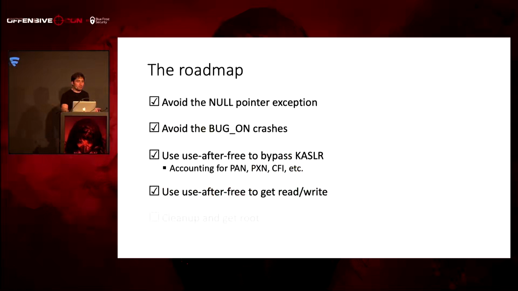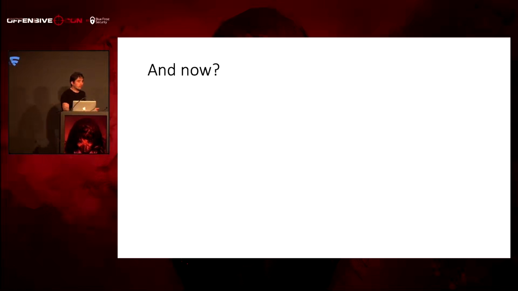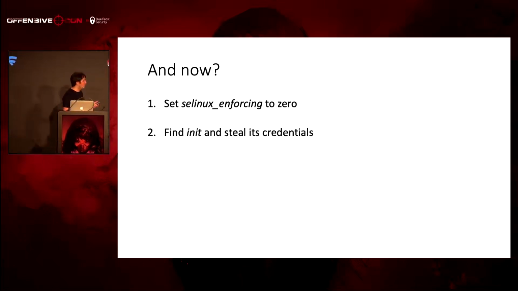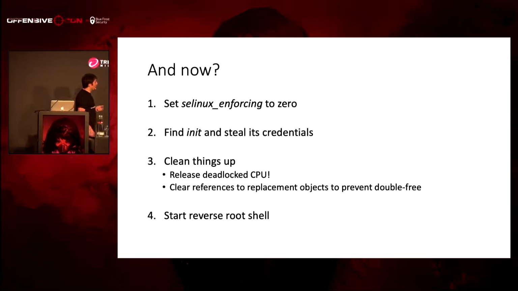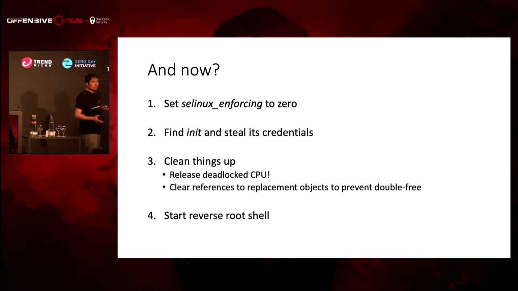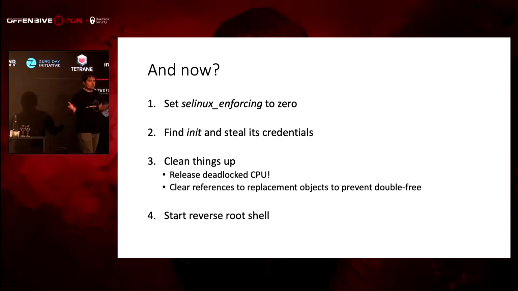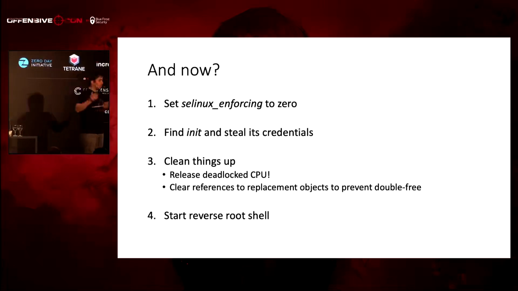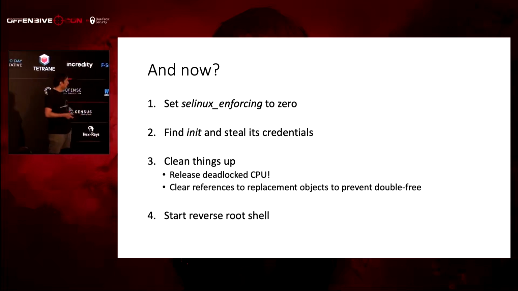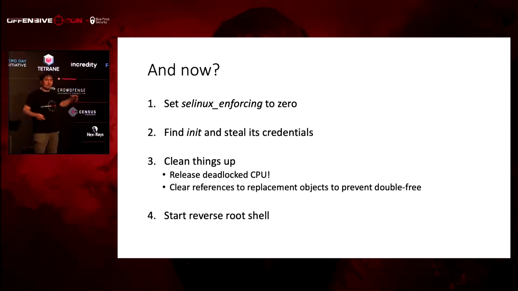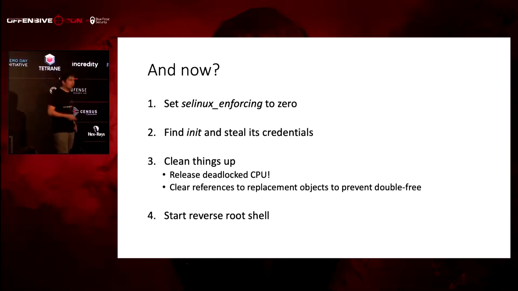So what we need to do now is get root, right? So we first set SELinux enforcing to 0. We then find init and steal its credentials, not so much for the fact that it's root, because we already know it, but for the SELinux context, and maybe there is other useful stuff. We clean up, and in my case, this meant cleaning up the deadlocked CPU, so only at this point I can actually get rid of that stupid stuck CPU. But this was maybe 1 second or something of deadlock if everything works fine.